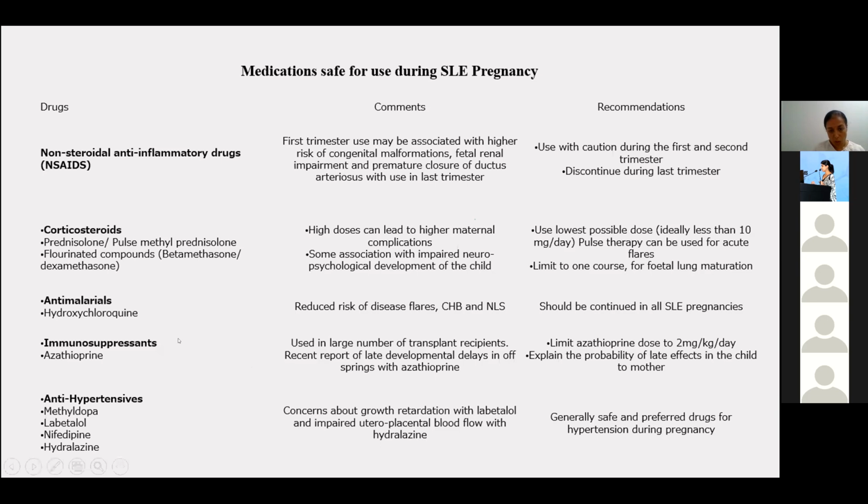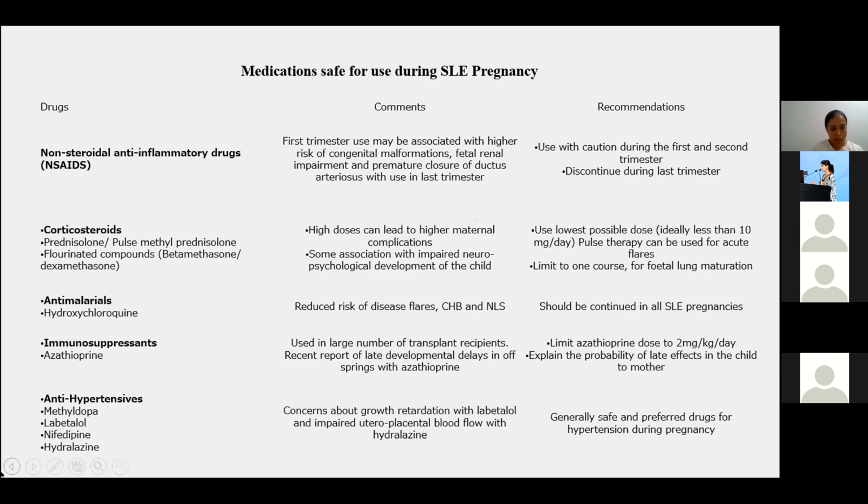And hydroxychloroquine is a very helpful drug in pregnancy. It reduces the risk of disease flares and also congenital heart block and neonatal lupus syndrome. And it's very safe to use in pregnancy as well. Therefore, it should be continued in all SLE pregnancies, and if they are not on HCQ, they should be started on HCQ.